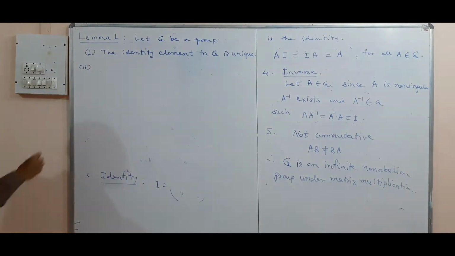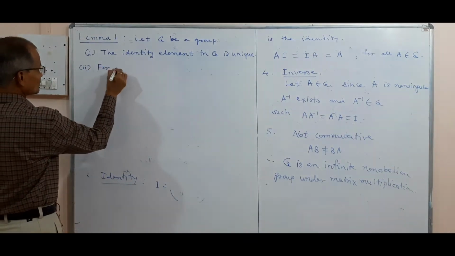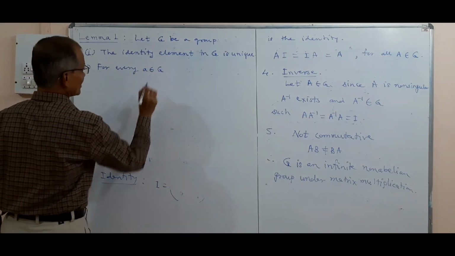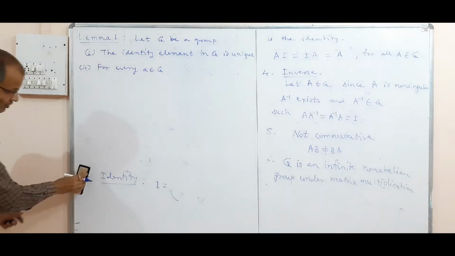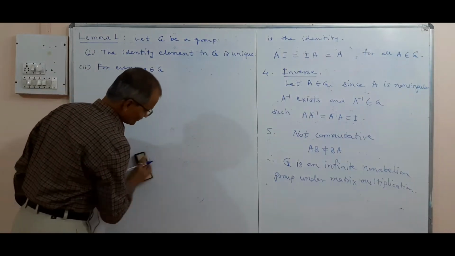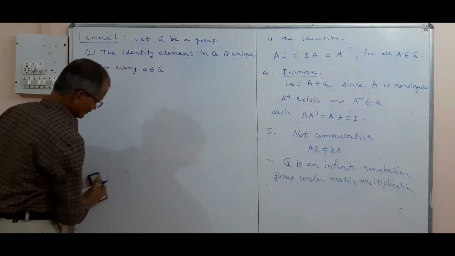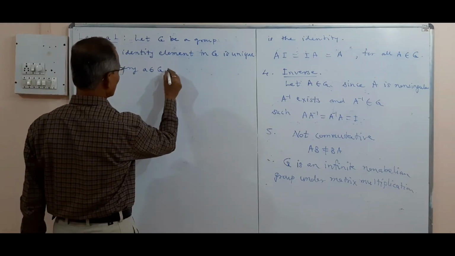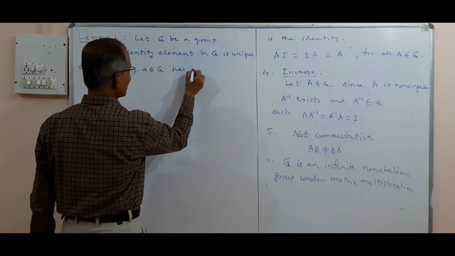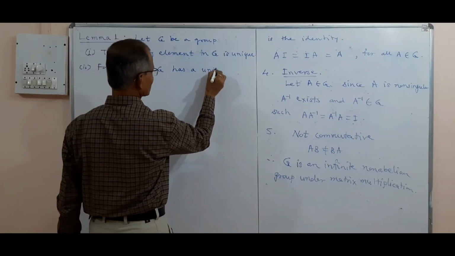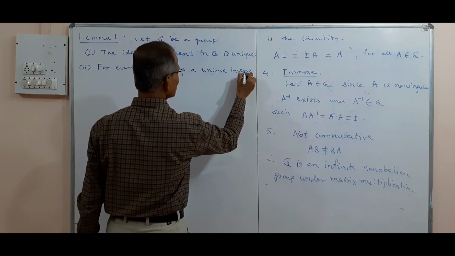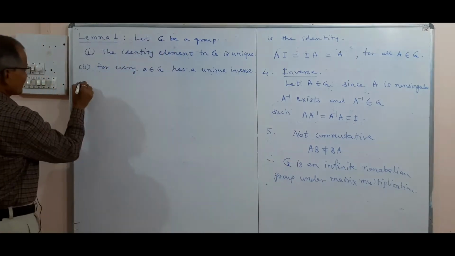Second, for every a belongs to G, there is a unique inverse. Every element in G has a unique inverse, second property.